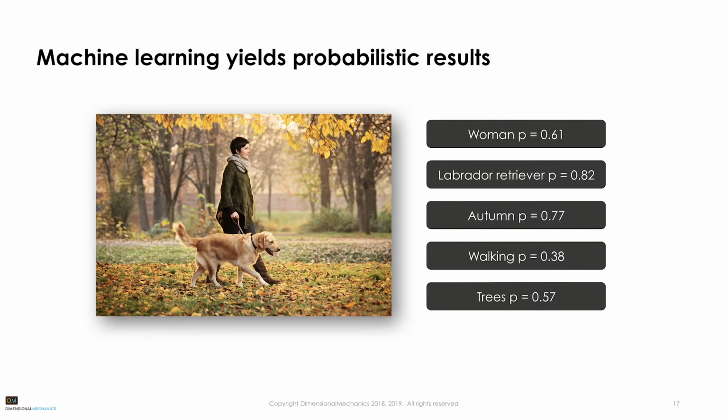So in that case, for example, if I set 50% as my threshold, then walking is clearly below that. So you can't actually make a statement that the woman is walking if the threshold is 50%. You can say that there's a woman, you can say there's a Labrador retriever, you can say it's autumn, you can say there are trees, but you can't say that she's walking.